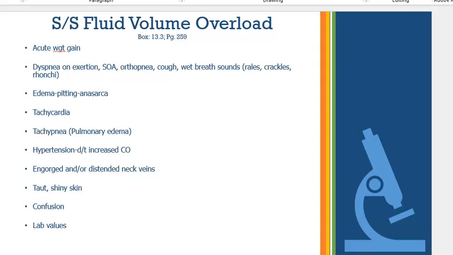With your lab values, you're going to have a decreased hematocrit, and that's just due to the decreased amount of hemoglobin or decreased binding of oxygen. Your specific gravity of your urine will be very dilute. It'll be a lot of dilution going on there. Your nursing diagnosis, of course, is fluid volume overload related to whatever is causing that.